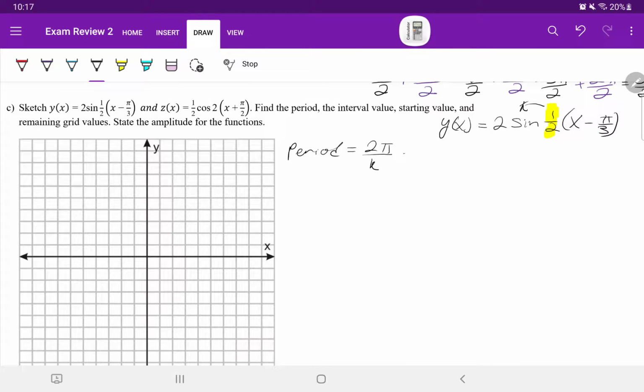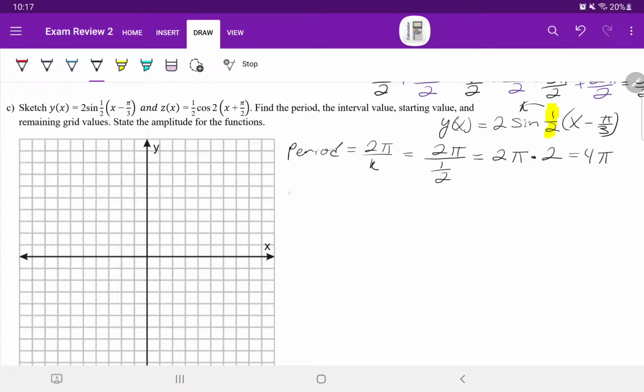So to find my period, that is going to be 2 pi divided by 1/2, which equals 2 pi times 2. Remember, using keep, change, flip, and that's 4 pi. So my trigonometric function will take 4 pi to make one complete revolution.